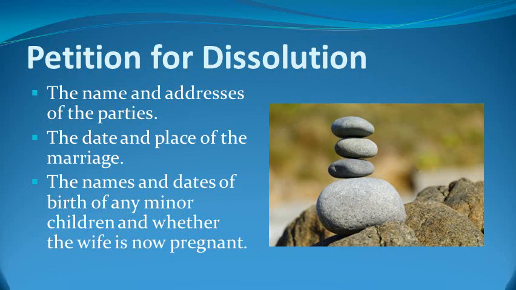First, there is the petition for dissolution of marriage. It includes the name and addresses of the parties, the date and place of the marriage, the names and dates of birth of any minor children, and whether the wife is now pregnant.